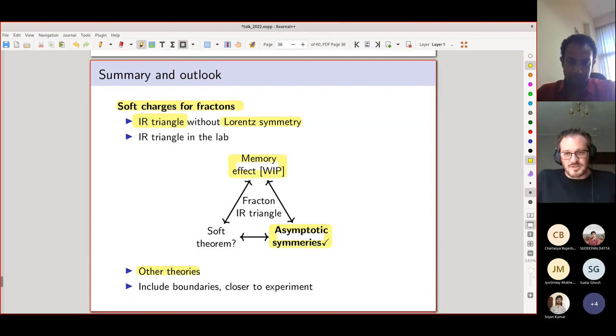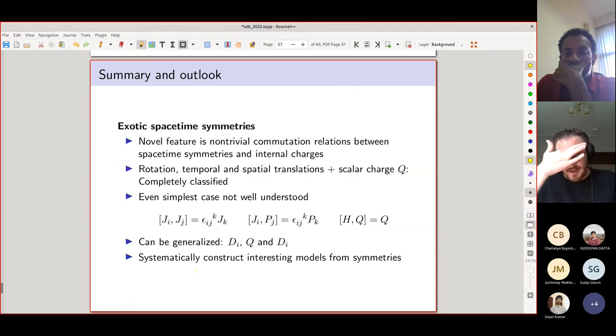And of course, in this sense, it might also be interesting to include actual physical boundaries, like in condensed matter physics systems, and look at the symmetries of these kinds of theories and bring them even closer to experiment. And then in the end, I've talked just a little bit about these exotic space-time symmetries that underlie these theories.